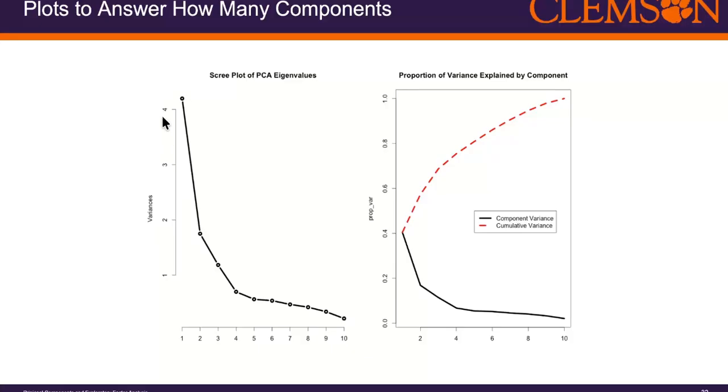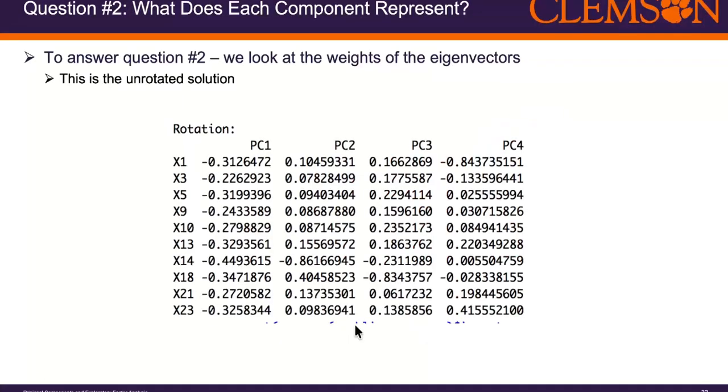The word scree is used to describe this plot. It also is a very old word for debris at the end of a cliff. And so that is what this looks at. We're looking at debris at the end of the cliff here. So let's imagine we say, okay, we have four components. What do the components represent?